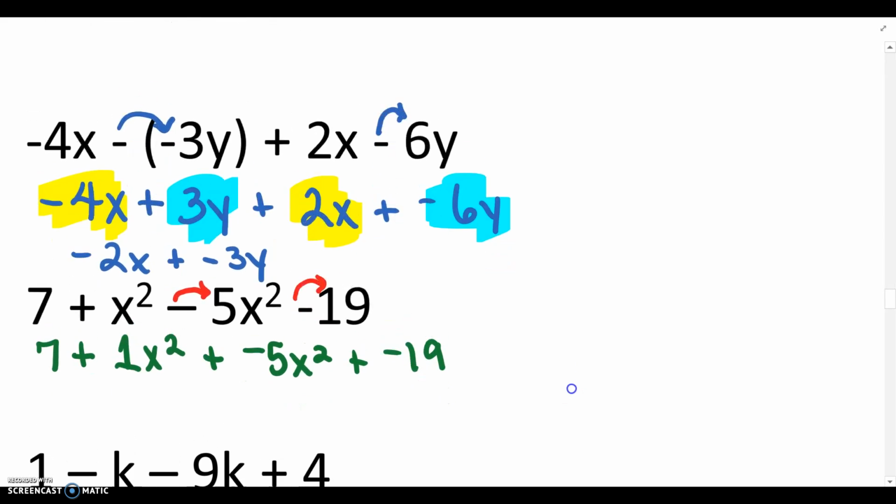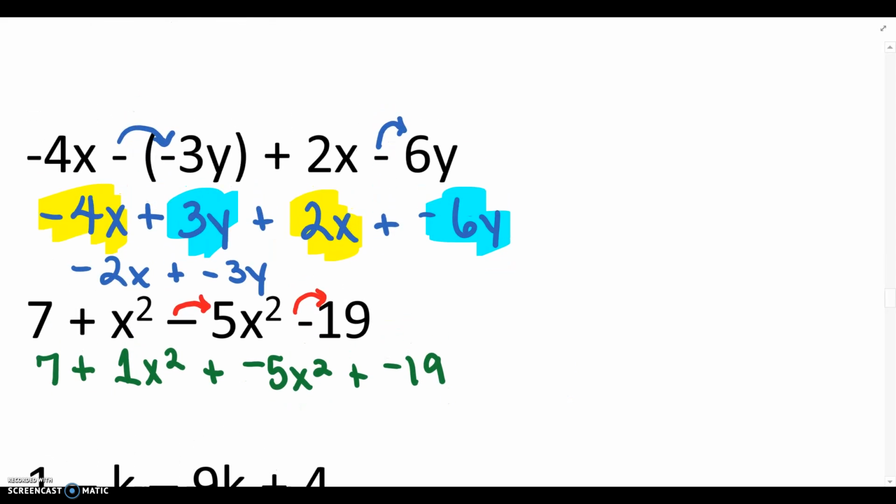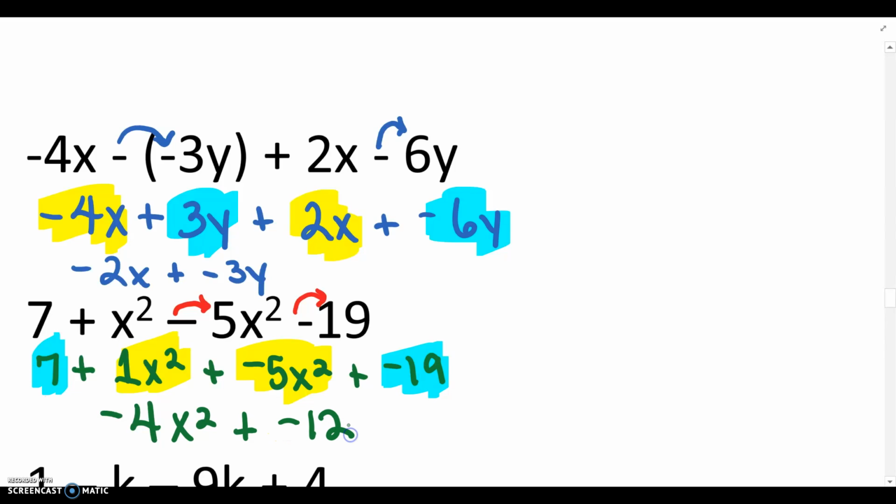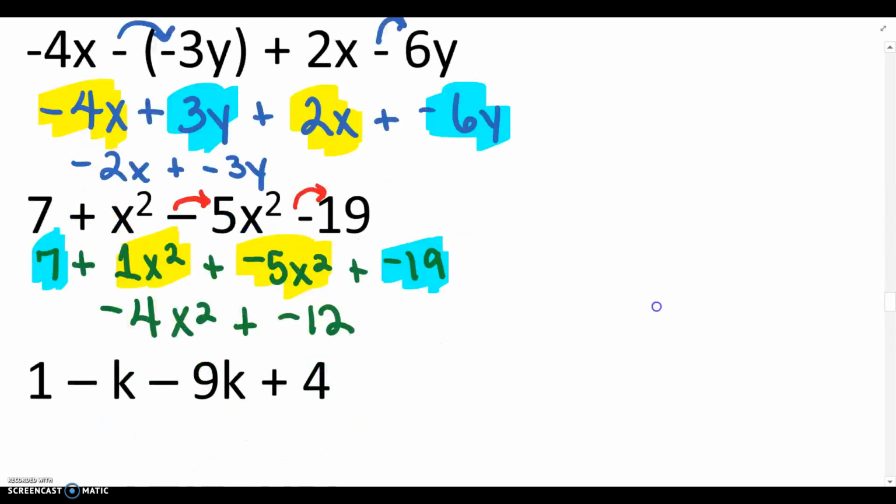Now we're going to look for our like terms. Well, we're going to put our x squares together and see how many we have all together. And we're going to put our constants together. And when we do this, we end up with negative 5 plus 1, which is negative 4x squared, plus negative 19 plus 7 is negative 12. And that's our final answer, because we can't add x squares with negative 12. We don't know what the x square is. Let's look at the next one.